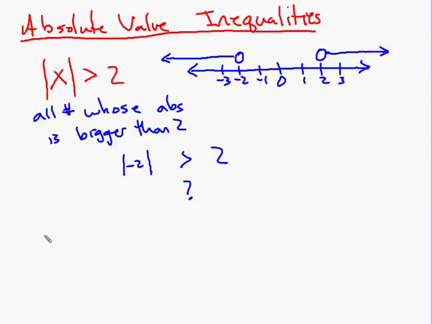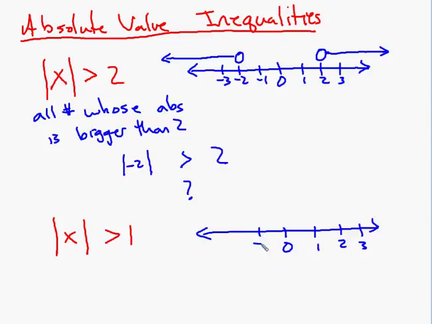Let's try one more. Absolute value of x bigger than 1. Number line: 0, 1, 2, 3, -1, -2, -3. Okay, so I want all the numbers whose absolute value is bigger than 1. That means when I take the absolute value, I get something bigger than 1. You with me? Okay, so is the absolute value of 0 bigger than 1?